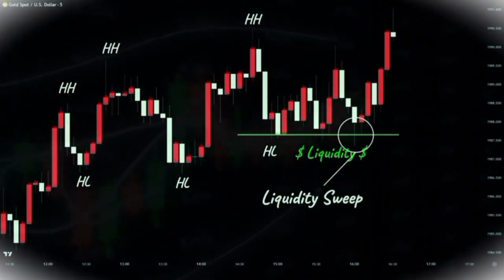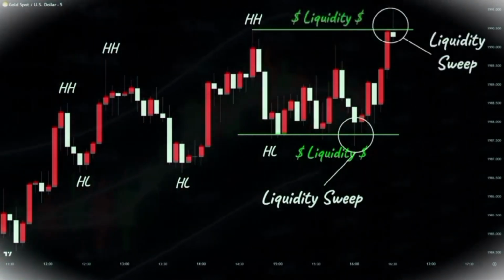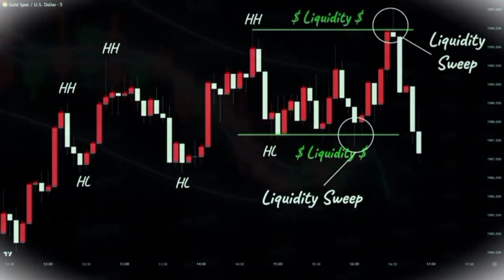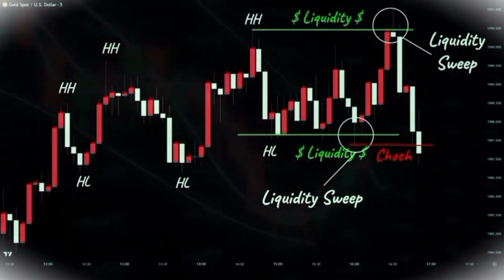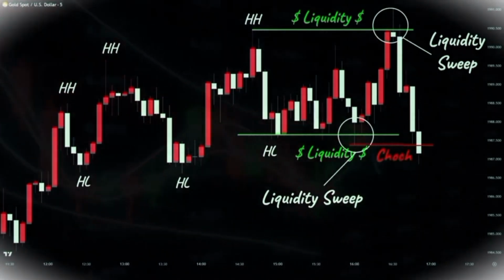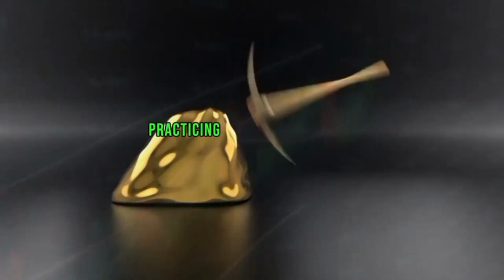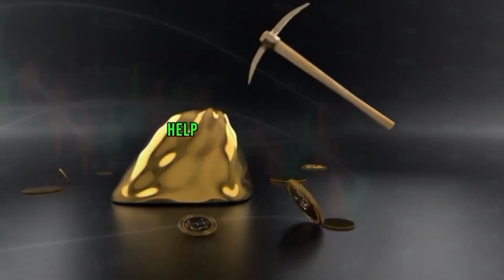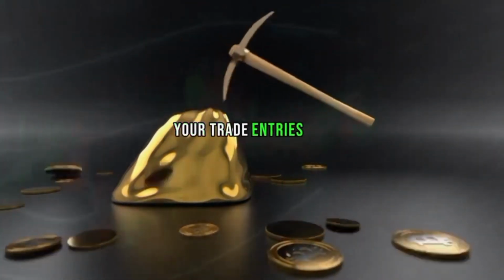On the contrary, forming a liquidity sweep pattern above the highs signals that a temporary reversal is coming. This reversal is later confirmed by breaking below the recent source point that has led to a break of structure. Then we can expect the price to change the direction and possibly continue pushing downwards. Practicing these concepts on your chart will definitely improve your chart analysis, help you understand the fundamentals of price movements, and optimize your trade entries.